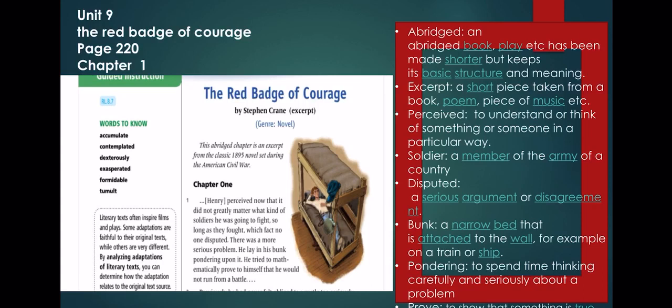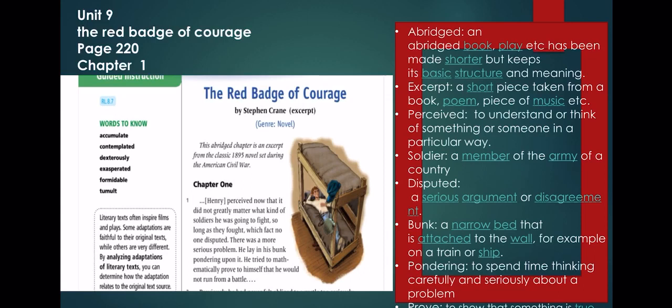This approached chapter is an excerpt from the classic 1895 novel set during the American Civil War. So it is actually a short text taken from a novel, from the classic novel, which was set in the American Civil War. Okay, so we're going to start with chapter 1.